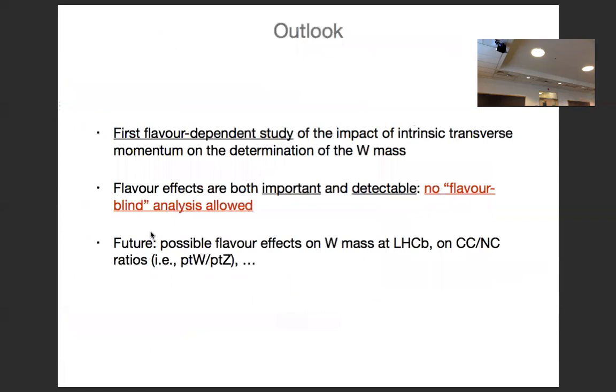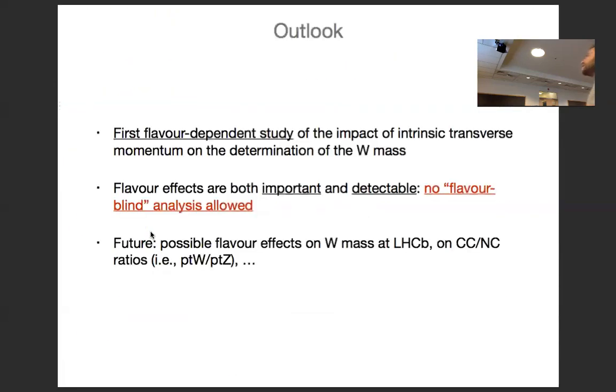For the future, we are planning and currently studying possible flavor effects on the W mass at LHCb. This will be interesting because LHCb has asymmetric kinematics. So you have very forward partons and very different values of x, and this may have an effect on our analysis.